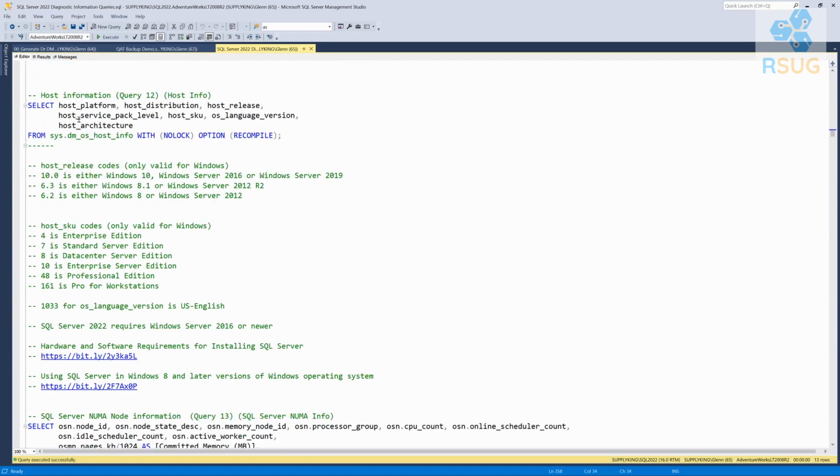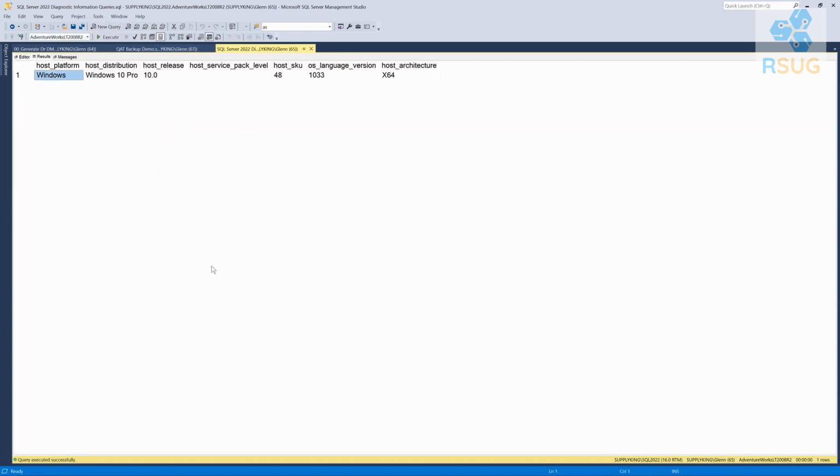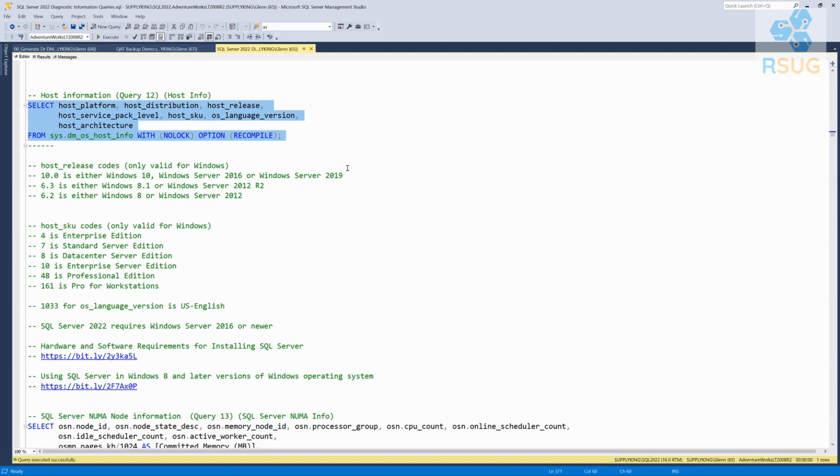Okay, the next one is host information. And this shows you what's going on with the OS that you're running on, whether it's Linux or Windows. So if it was Linux, it would show you which distribution of Linux. And in this case, I'm on Windows 10 Pro and I'm using 64-bit and it's English. So that's fairly typical in the United States.